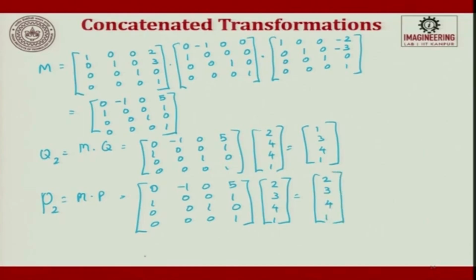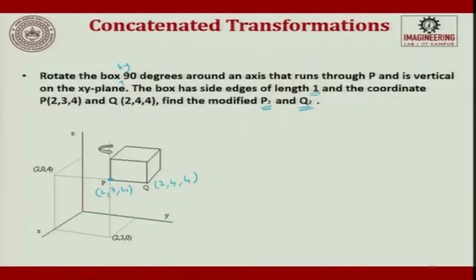So, now after the operation Q becomes Q2, which is nothing but 1 3 4. P becomes P2 as 2 3 and 4. So, this is how you will try to solve the problem if you have a simple problem like this, a 3-dimensional object rotated. You can also have in your examination 2-dimensional rotation also.